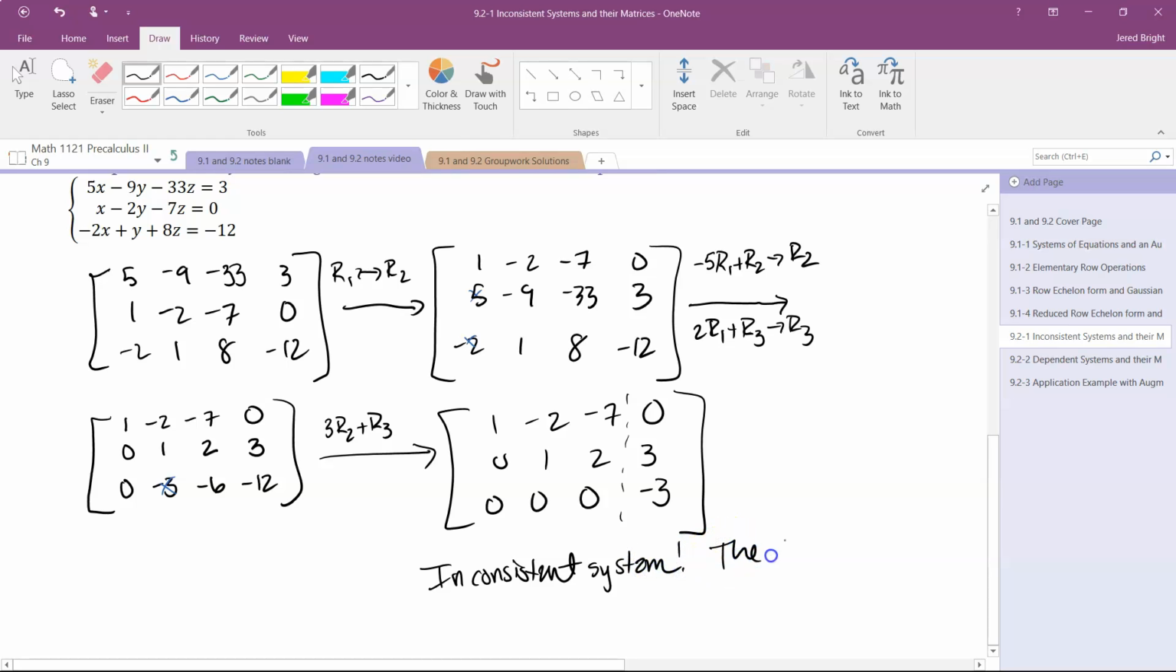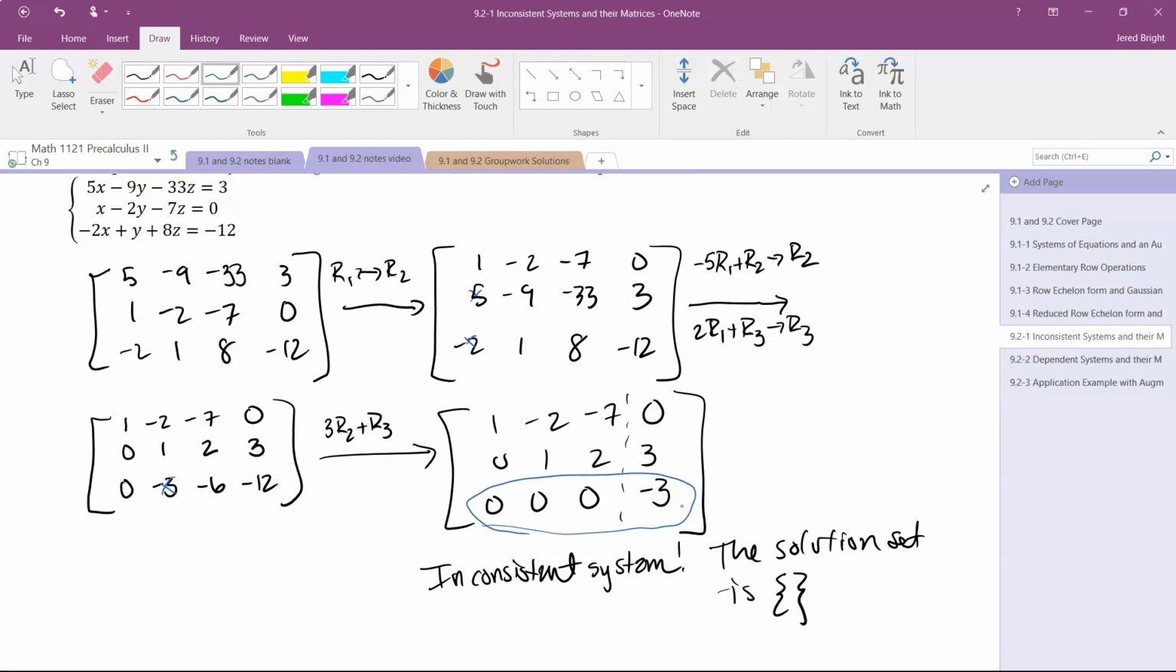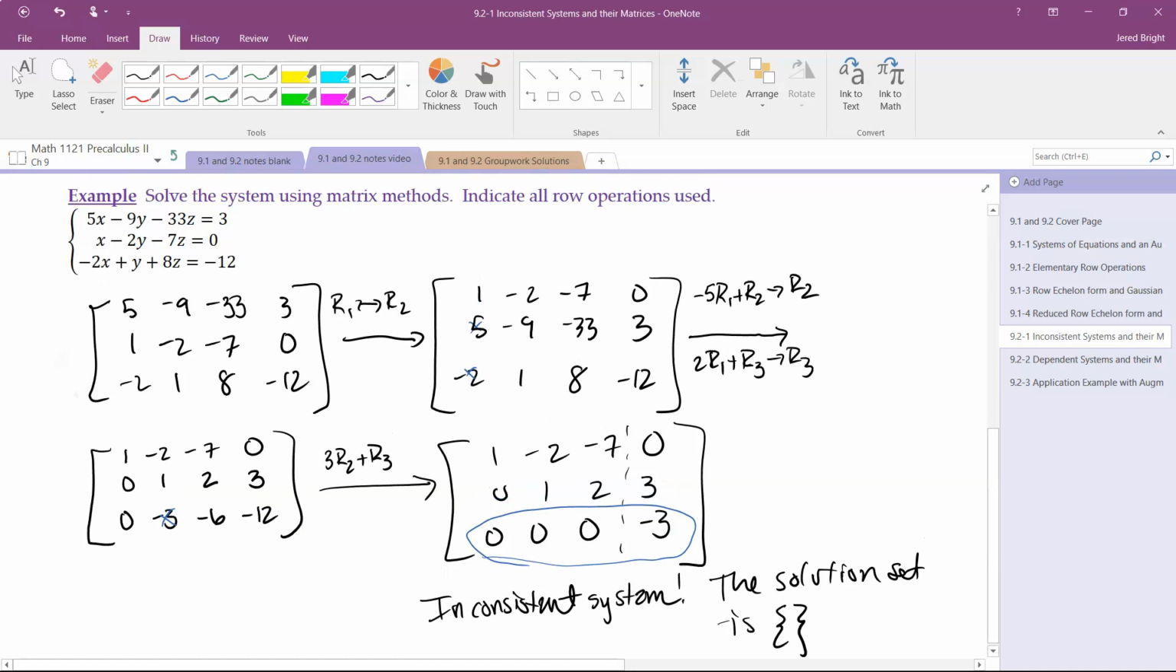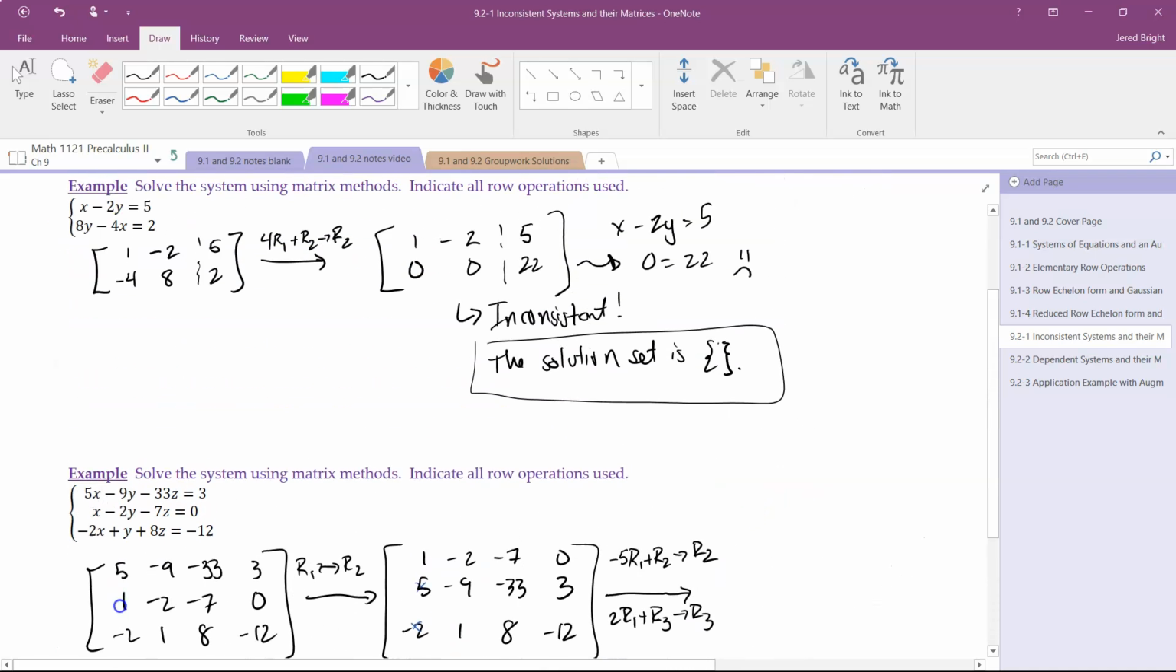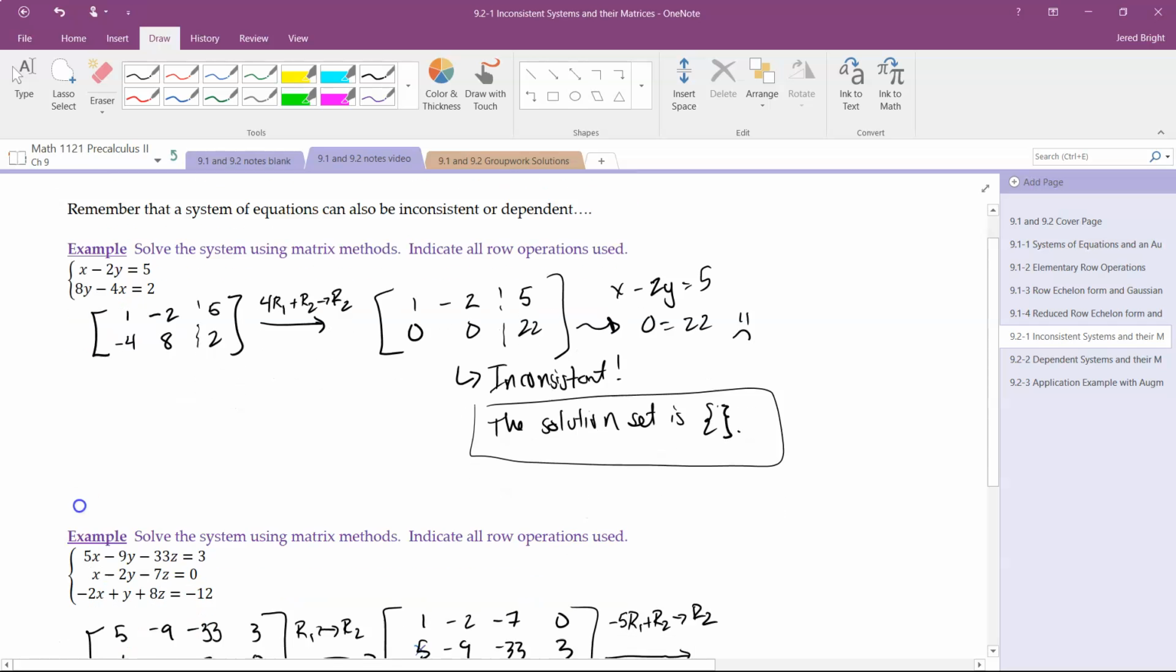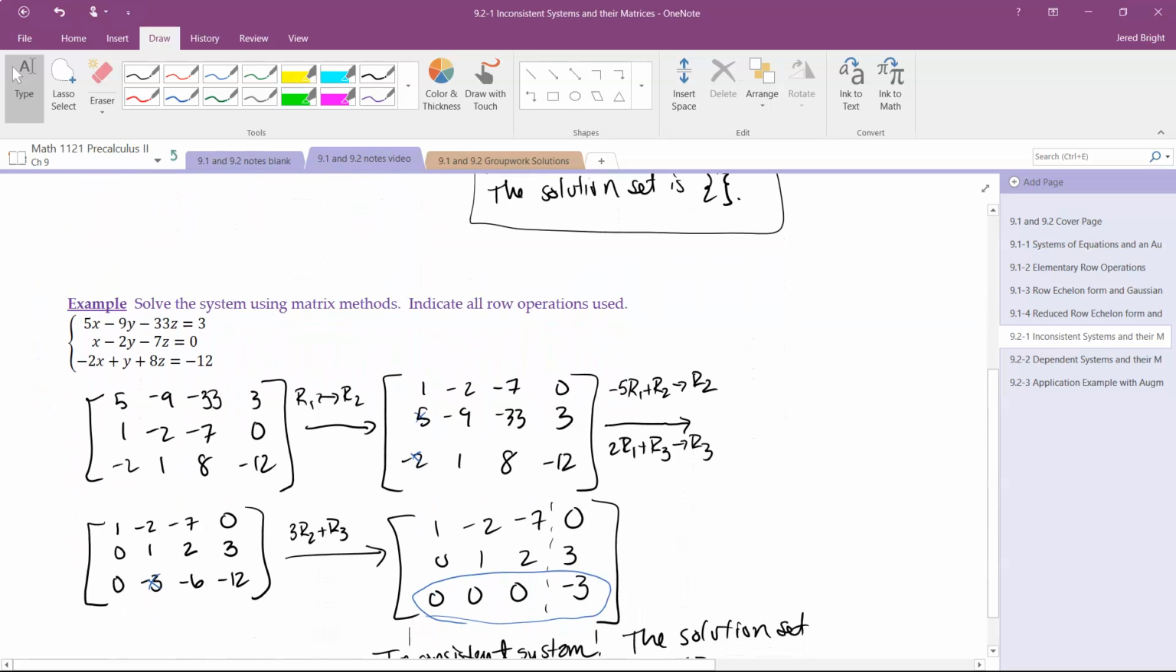That means the solution set is empty. How I know the solution set is empty, or that it's an inconsistent system, is by this equation. If I have coefficients that are all 0 and then a non-zero constant on the other side, that indicates 0 is equal to a number, which can't happen. So this was a quicker video where we looked at inconsistent systems, and know that we can also have dependent systems, which we'll look at in the next video.